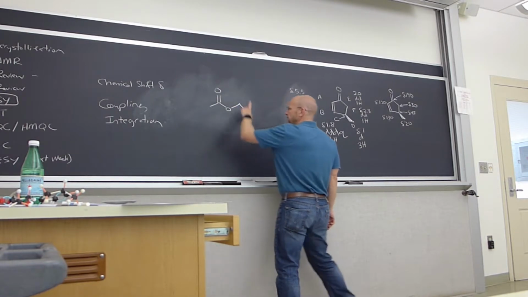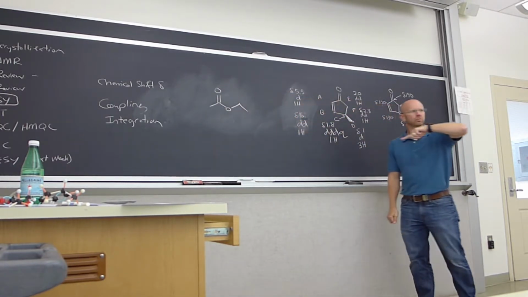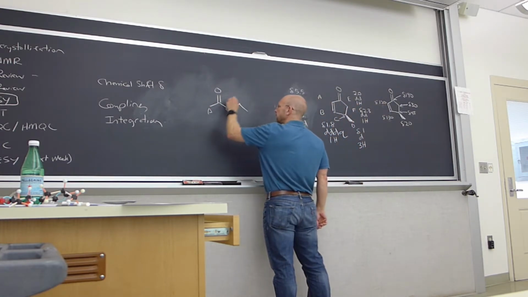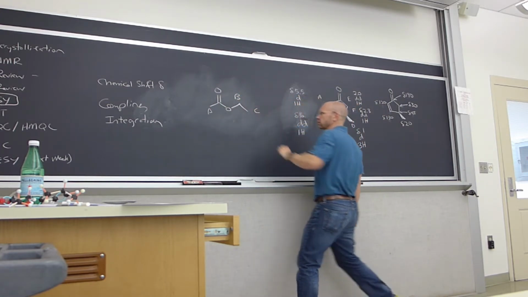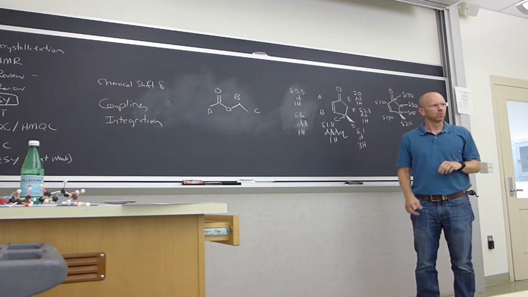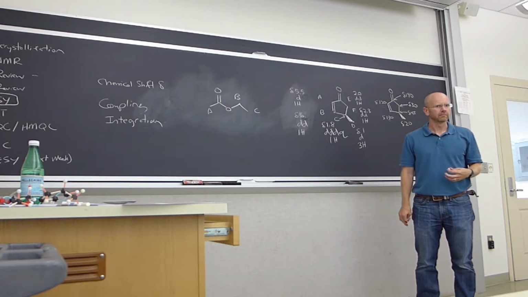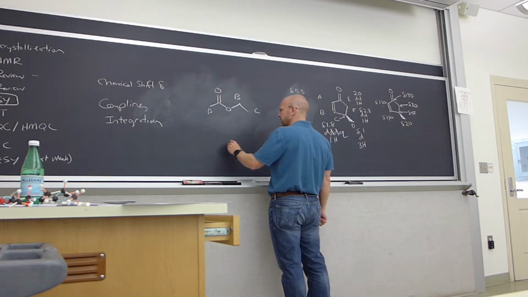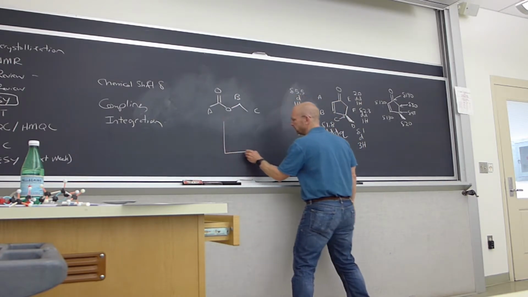And so in this molecule, which two proton groups are coupling? If we label them, like we have proton group A, proton group B, and proton group C, which proton groups are coupling? B and C. Okay, so we know that. This is a very simple molecule.